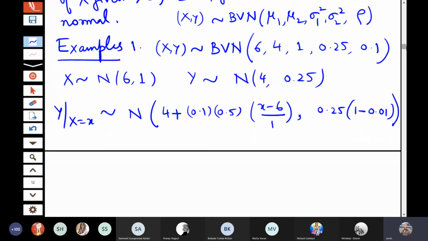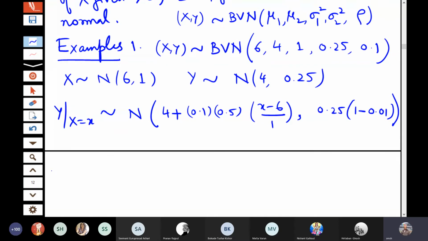So I have written the properties here. If X, Y has a joint bivariate normal distribution, then the marginal distribution of X is normal with mean mu1 and variance sigma 1 square. Y has a marginal distribution which is normal with mean mu2 and variance sigma 2 square. The conditional distribution of Y given X is normal with mean mu2 plus rho sigma 2 (x minus mu1) by sigma 1 and variance sigma 2 square into (1 minus rho square).